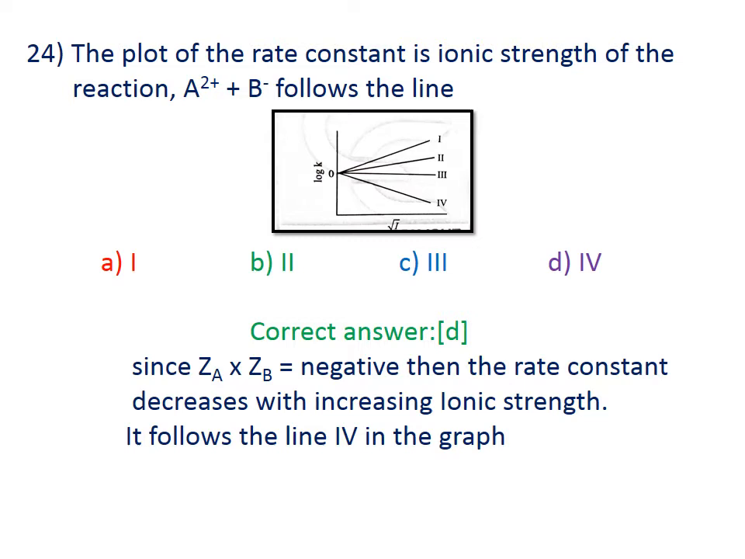Here you have to find out the Bronsted equation. And here ZA and ZB are of opposite sign, 2 plus into minus will be negative. Therefore, the rate constant decreases with increasing ionic strength. Therefore, the reaction follows the straight line 4 in the graph. The correct answer is D.